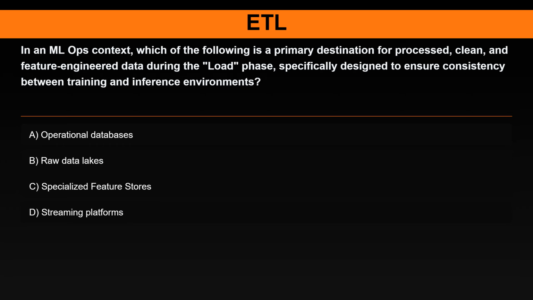Question 23. In an MLOps context, which of the following is a primary destination for processed, clean, and feature-engineered data during the load phase, specifically designed to ensure consistency between training and inference environments? Option A. Operational databases. Option B. Raw data lakes. Option C. Specialized feature stores. Option D. Streaming platforms.